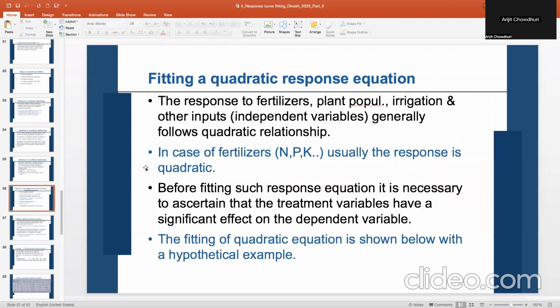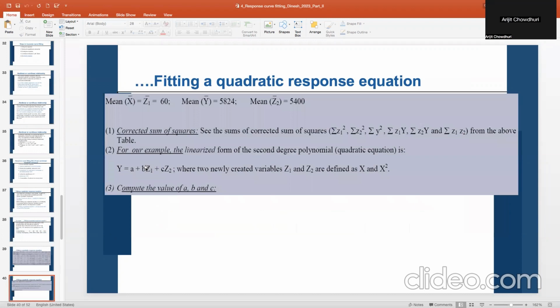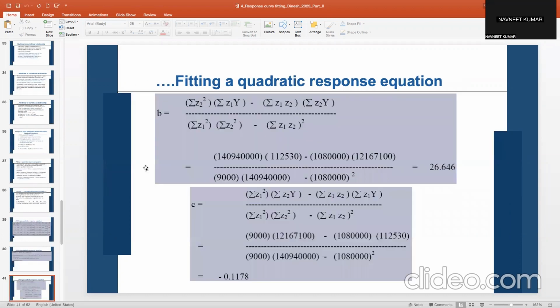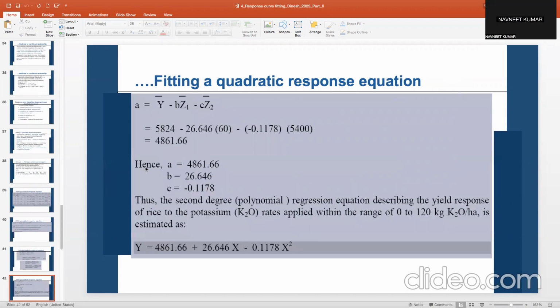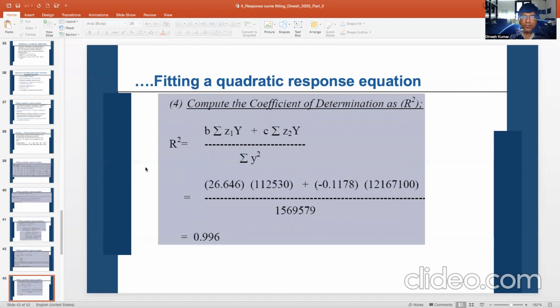Sir, here the degree of freedom will be n minus 2, no, the total degree of freedom. Yes, the total degree of freedom will be 3. Total, yes, yes, the total degree of freedom will be 3. Just a minute. Where has it gone here?